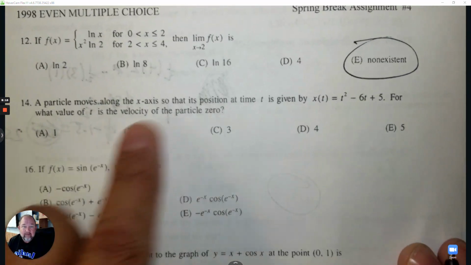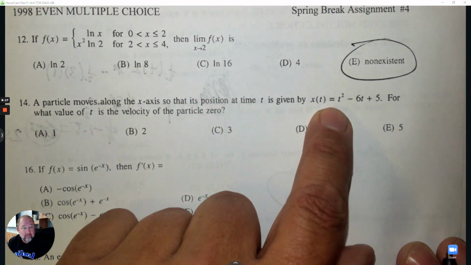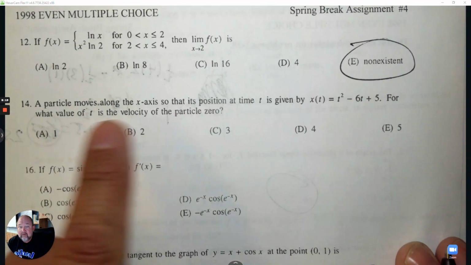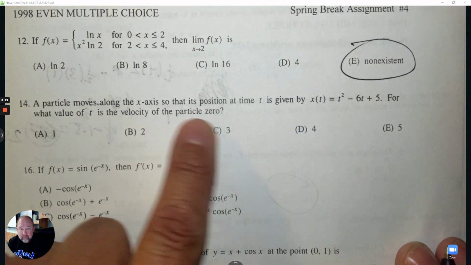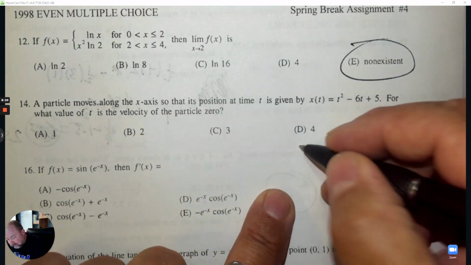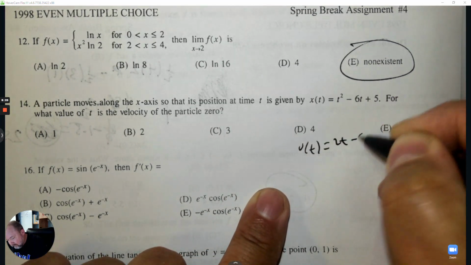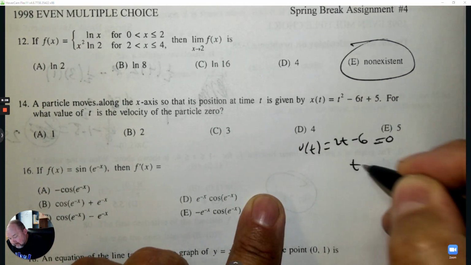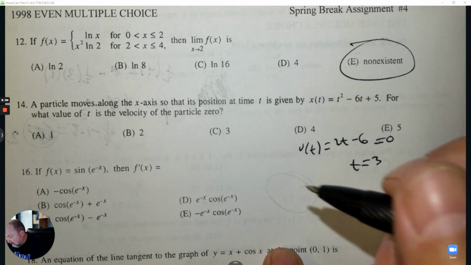A particle moves along the x-axis. Its position is given by this function of time. For what value of t is the velocity of the particle 0? So take the derivative, make it equal to 0, and solve it, and I get the answer 3.